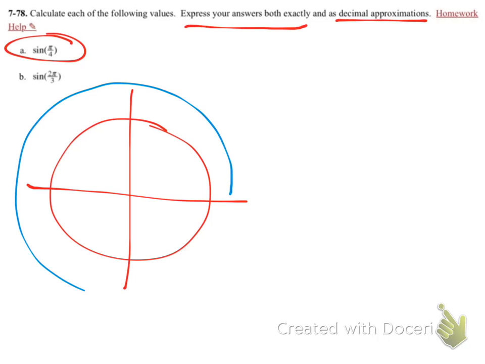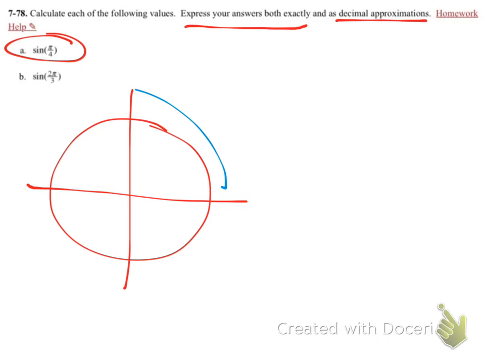Knowing that all the way around the circle is 2 pi, that means that halfway around the circle is 1 pi. So 180 degrees is 1 pi. If 180 degrees is 1 pi, that means that pi over 4 is 1/4 of that. So 1/4 of 180 is going to be 45 degrees.